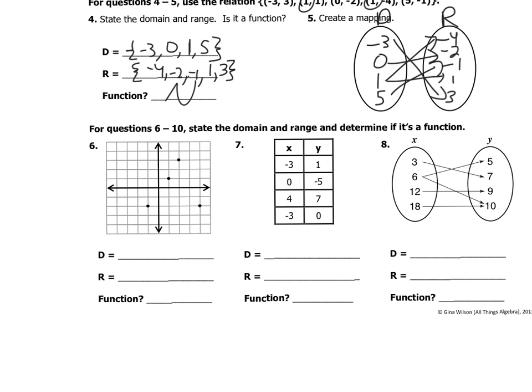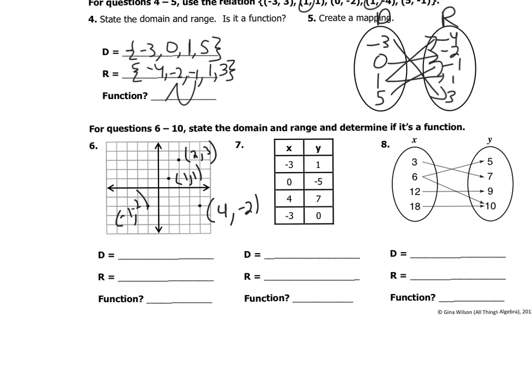So if you're given a discrete graph, just write down the ordered pairs. Remember, your domain is going to be your x values, your range is going to be your y values. So this point right here would be (1, 1). This point right here would be (2, 3). This point right here would be (-1, -2). And this point right here would be (4, -2).